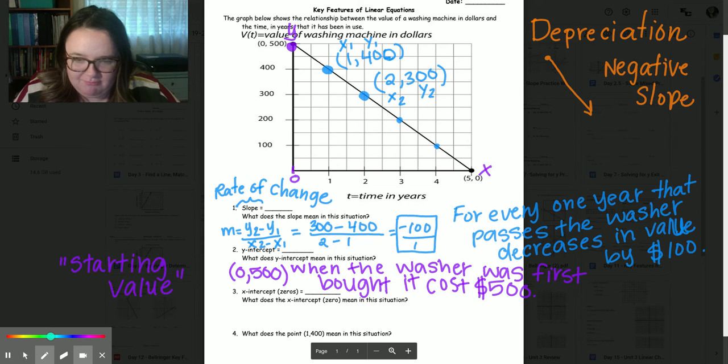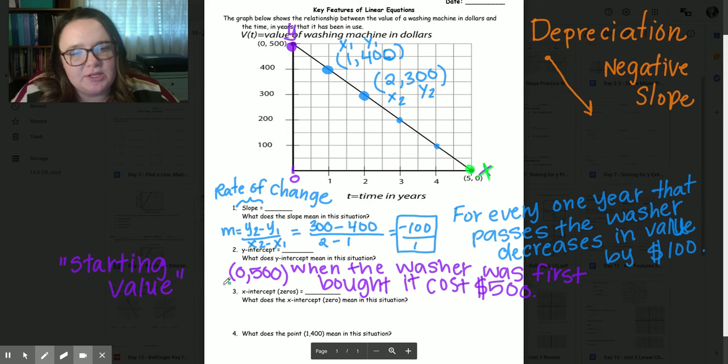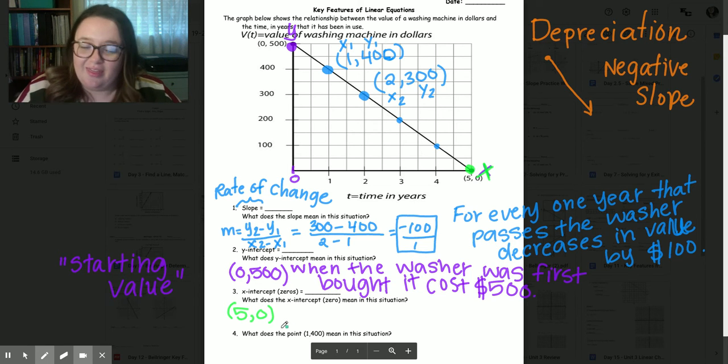Okay, our next one says x-intercept. And it has zeros in parentheses to make sure we know that x-intercept means zeros. Our x-intercept is way down here on this x-axis. So let's talk about what this means. This x-intercept, perfect, it has it labeled for us. It's at 5, 0. That's our x-intercept.